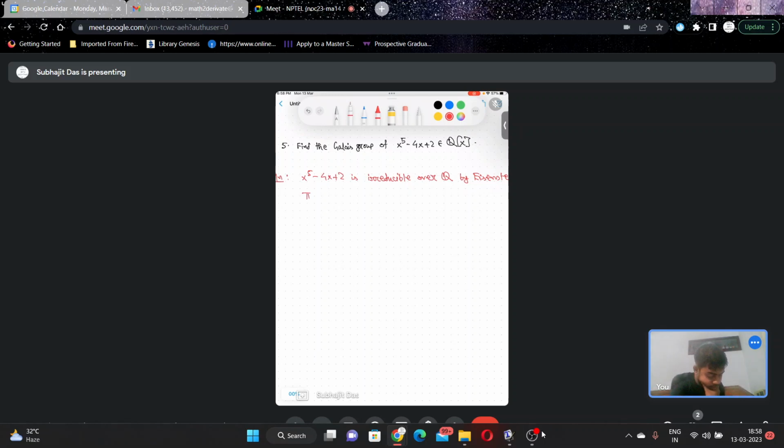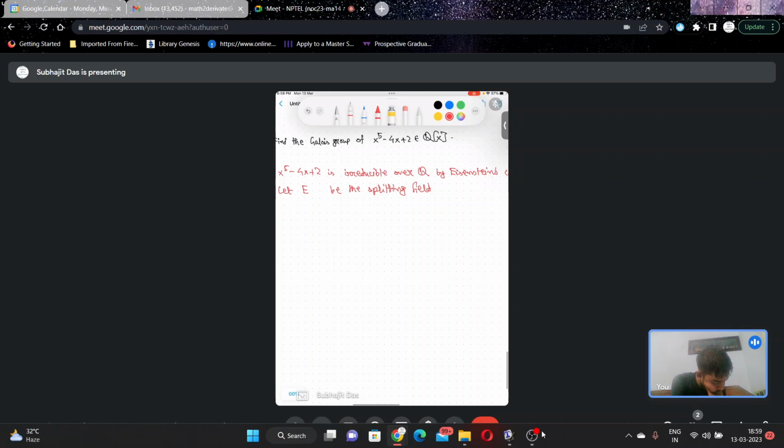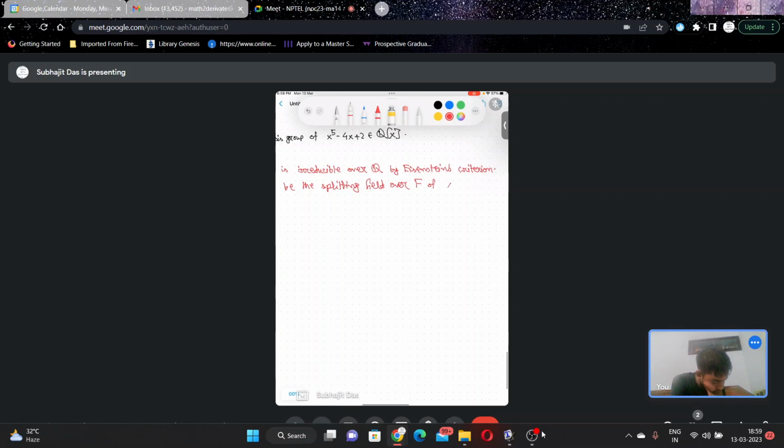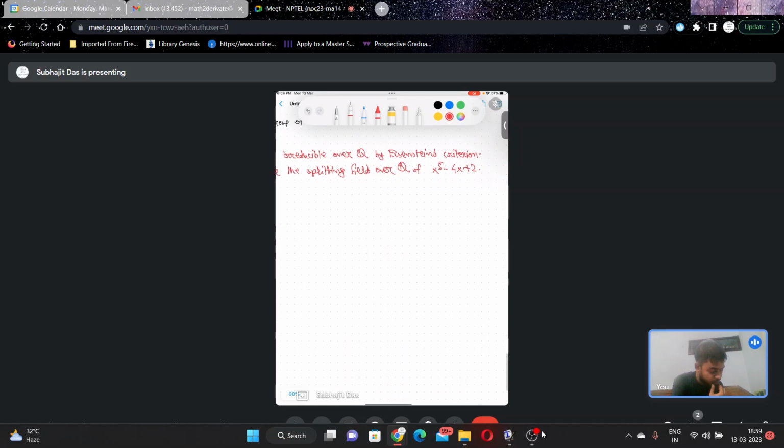So we assume that, let E be the splitting field over Q of this polynomial x to the power 5 minus 4x plus 2. Let E be the splitting field over Q of this polynomial.